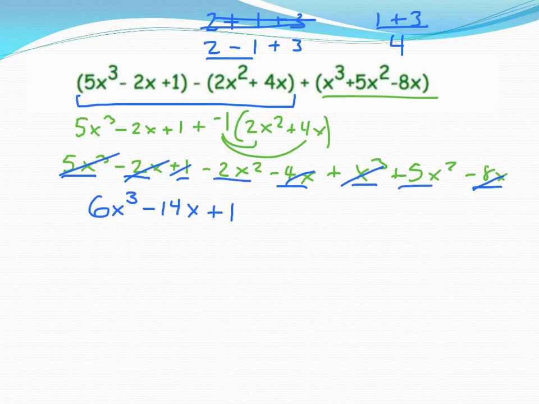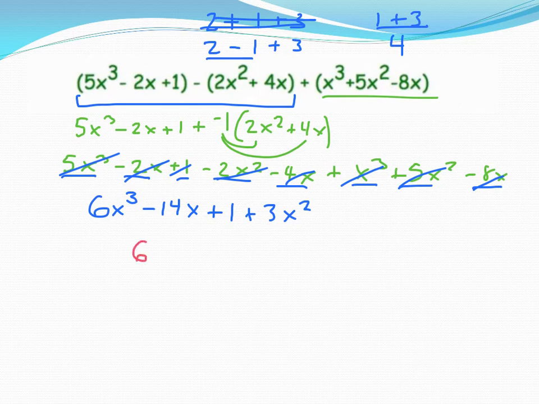Then negative 2x, or 2x to the second power and 5x to the second power. Add those together. What's negative 2 plus 5? That is plus 3x to the second power. I've now combined all the like terms. Am I done? No, let's write it in standard form.